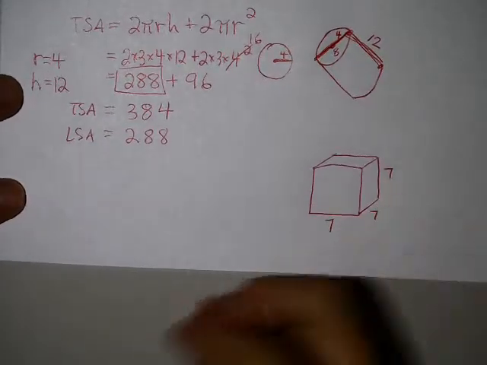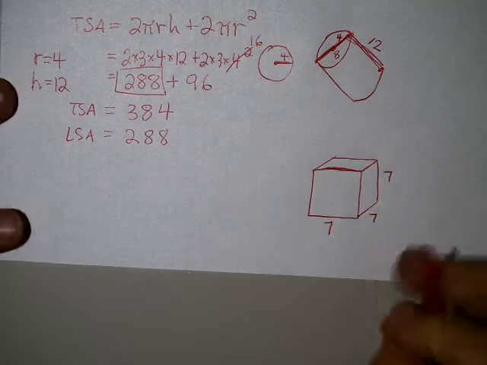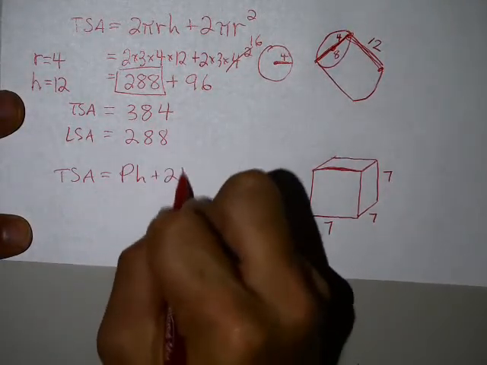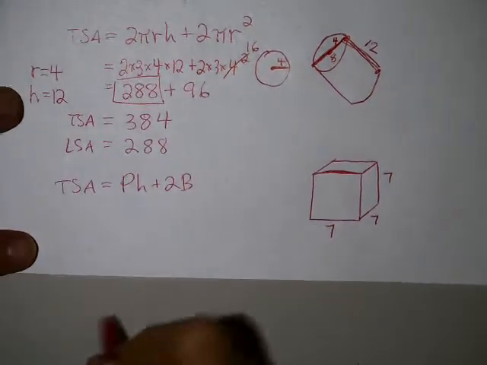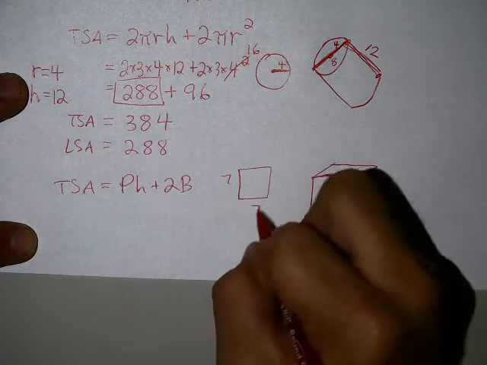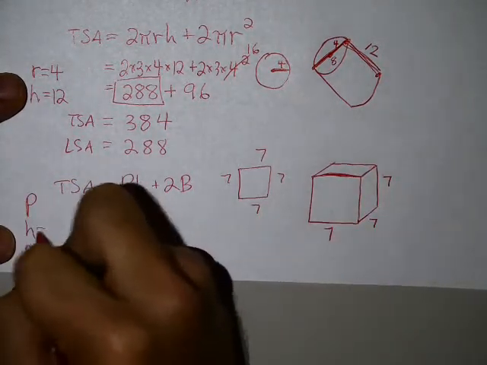Okay, so now we're coming down here and we've got a cube. Now there is a special way to solve a cube if you're doing total surface area, but again, we're going to solve it using the formula first. So it is a type of prism, so we're writing down pH plus 2b. My base shape is a square. I'm writing down the three things I need to find or solve.